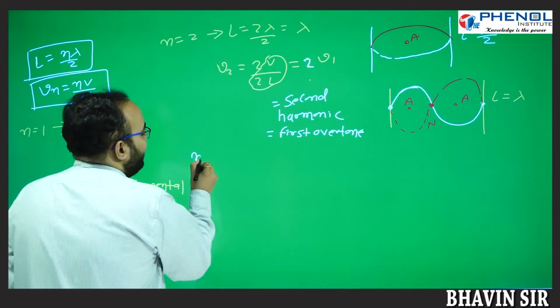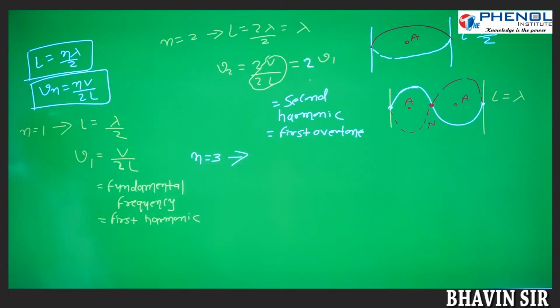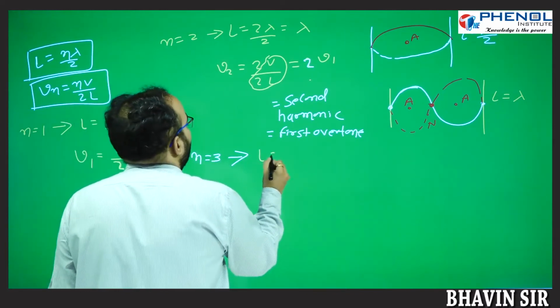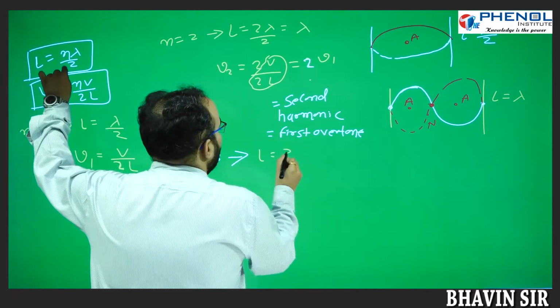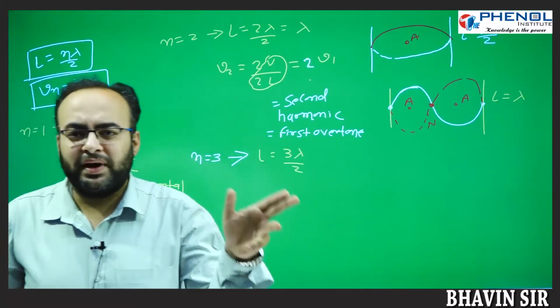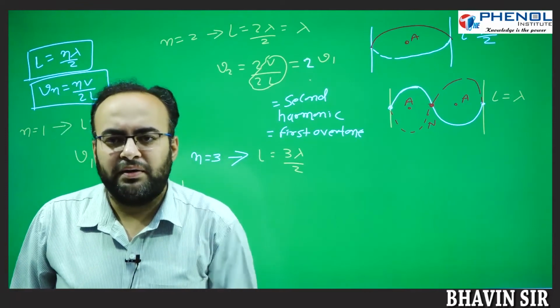So now we take n equal to 3. So what is the length? Here n lambda by 2. So what is the length? 3 lambda by 2 means 1.5 lambda. One complete wave and another wave is half.